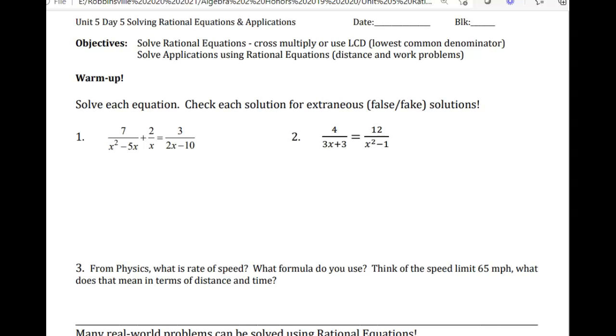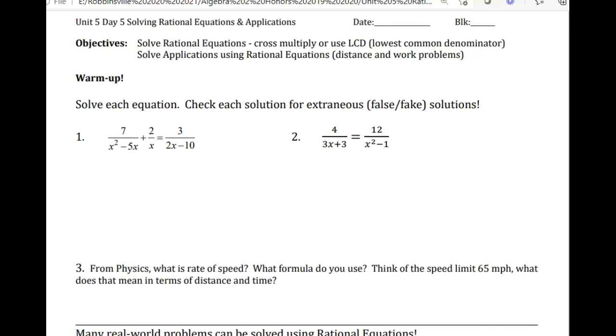Our objectives today are to solve applications using rational equations. So we're going to cover two types of applications using rational equations. We're also going to be solving them as we solve distance and work problems. Both of these are topics on standardized testing: SATs, ACT, and ASVAB testing for the Army. Both of these are on it.